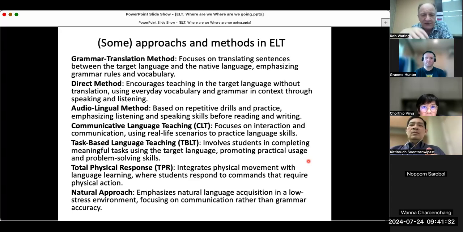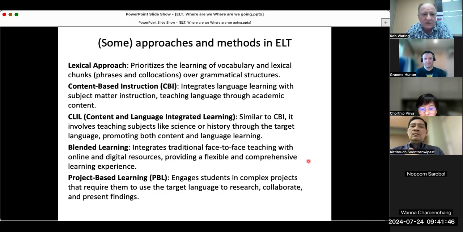So, you're all aware of these various methods: grammar translation, direct method, audiolingual, communicative language teaching. These are some methods and approaches which have emerged over time to help us, to guide us in teaching. These are not the only ones. There are some other ones: lexical approach, CBI, CLIL, blended learning, project-based learning, and a whole host of others.